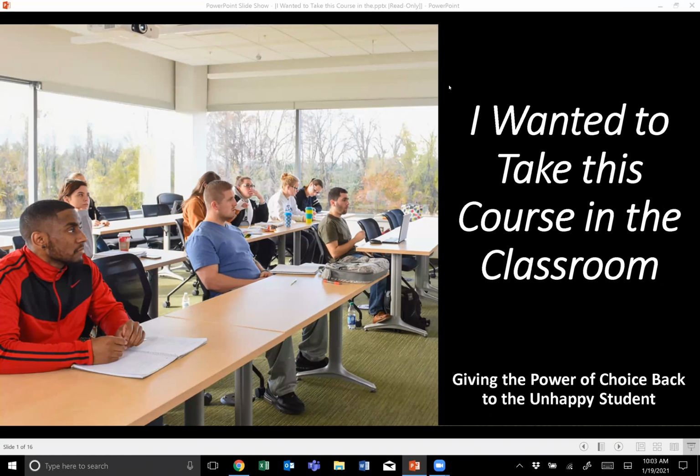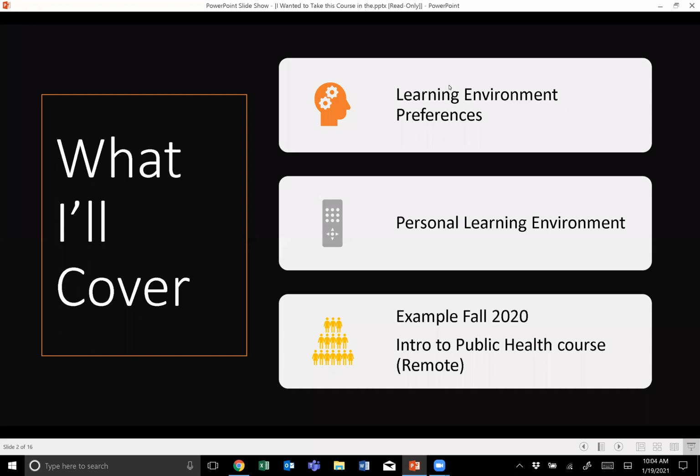All right, so I wanted to take this course in the classroom, and what we're talking about here is giving some power of choice back to the unhappy student, because of course we know that we do have students who preferred to take our courses in the classroom. I'm going to talk a little bit about who they probably are, in terms of learning environment preferences. I'll also talk a little bit about personal learning environments, and what I'm doing is setting the stage for some of the rationale as to why I brought my public health course into this very, very open way of teaching.